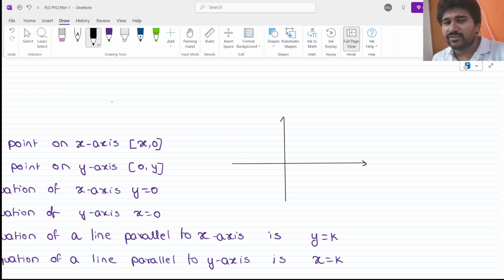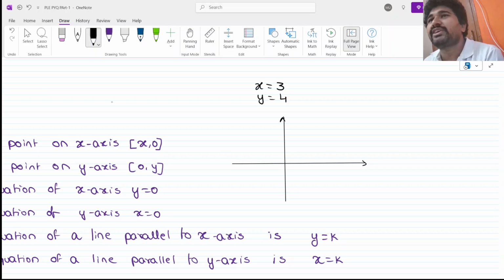Which two lines do you want to draw, sir? I want to draw a line: one is x is equal to 3, another y is equal to 4. X is equal to 3 is a line parallel to the y-axis. For x value 3, you have to draw parallel to the y-axis. Is that clear for everybody?